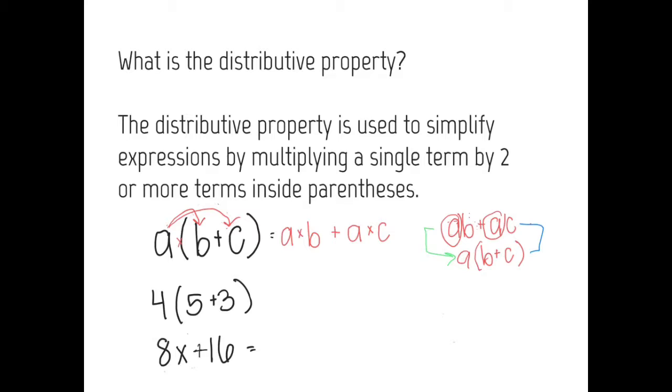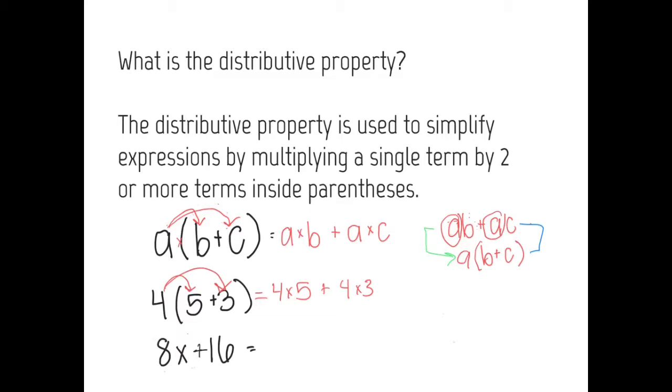Look at this one below, 4 parentheses 5 plus 3. How can you apply the distributive property and create an equivalent expression, Kingman? 4 times 5 plus 4 times 3. Very good. So you are taking the 4, the times 4, and you are giving it to both terms inside.